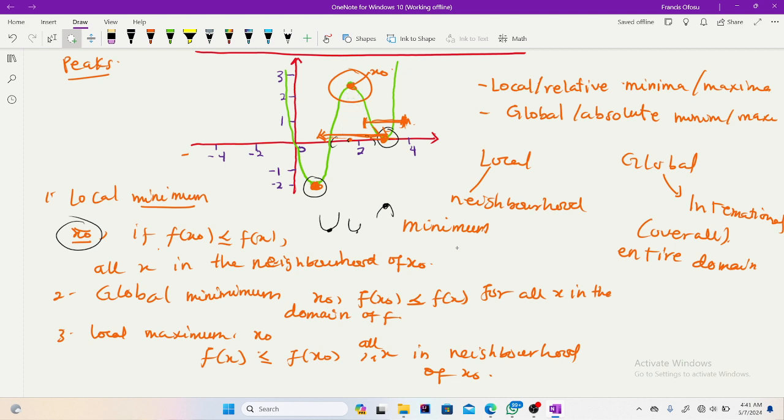But remember, let's go to global maximum. So for global maximum is the same as the condition I've just given, which is f of x is always less than or equal to f of x naught, right? But here is for all x in the domain of f, right? So for the global maximum, we are going to consider the entire domain of f, the point x that is going to give the highest functional value, okay?